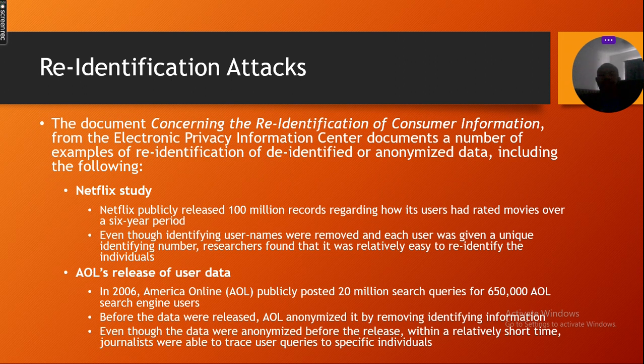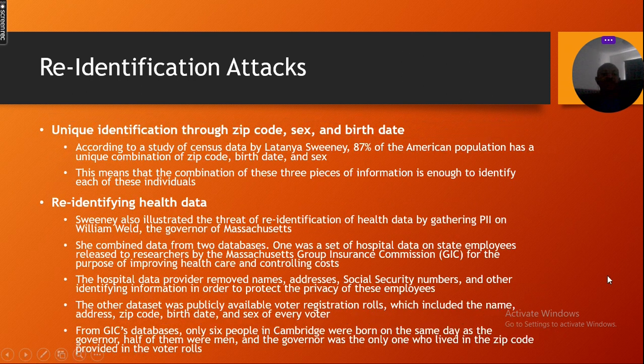Even though they did this, research shows that after a short time, journalists found out that many people were still able to find out the owners of this information. What you just need to do is to take a re-identification parameter and add it to the de-identified data. You'll be able to find the owners of this information. So unique identification through zip code, sex, and birthday. That's why you shouldn't always release your birthday everywhere. People can use it to trace and know who owns this information.